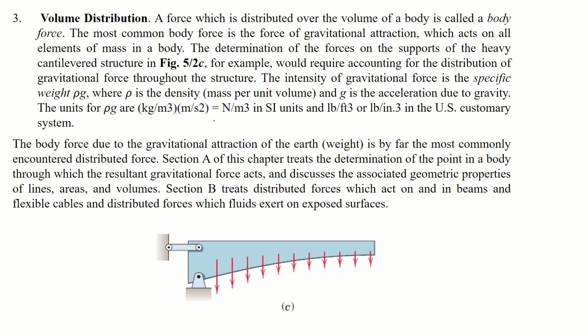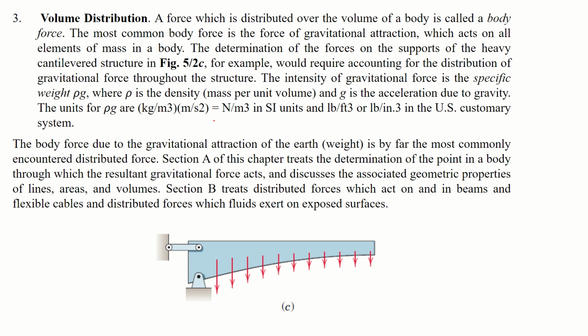Determination of force on the support of a heavy cantilevered structure, as you can see in figure C, for example, would require accounting for the distribution of gravitational forces throughout the structure. The intensity of gravitational force is the specific weight, rho g, where rho is the density and g is the acceleration due to gravity. The units of rho and g are kilogram per meter cubed and meters per second squared.